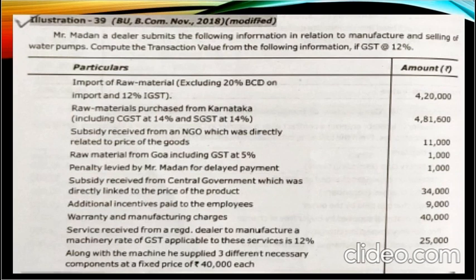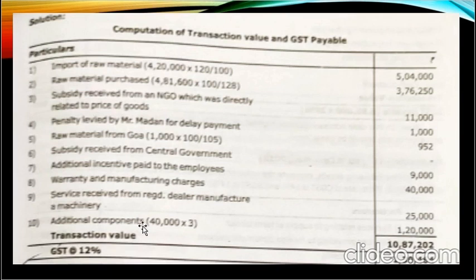So along with the primary supply, there are also other supplies which are made and which are necessary. Any goods which are supplied along with the primary supply and which are necessary are called composite supply. So how much is the value? 40,000. So 40,000, additional components 40,000.